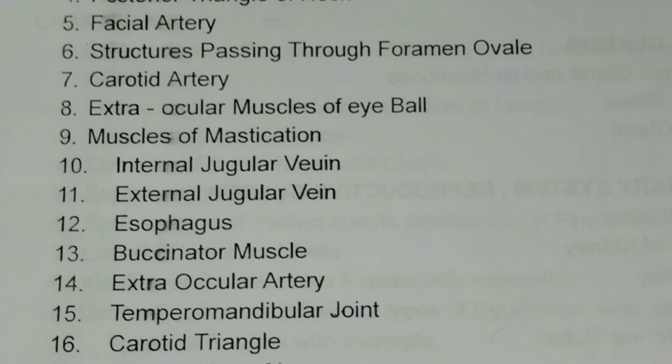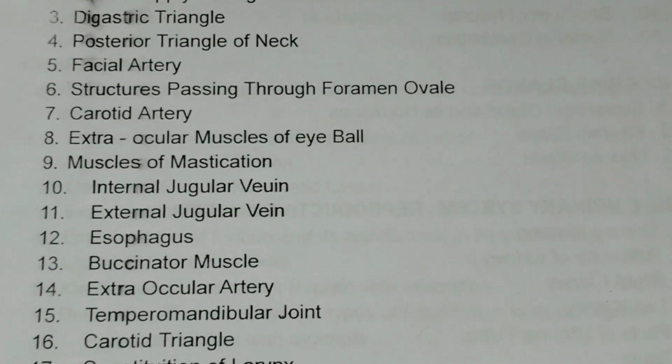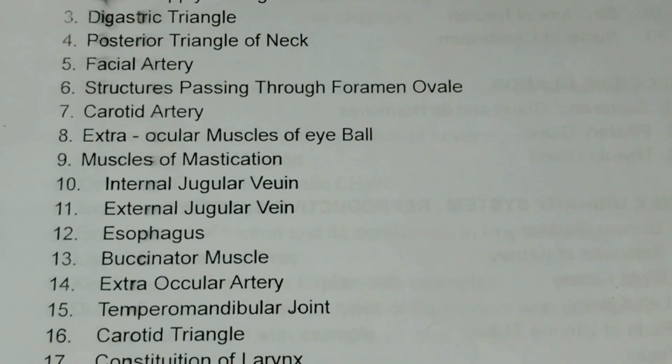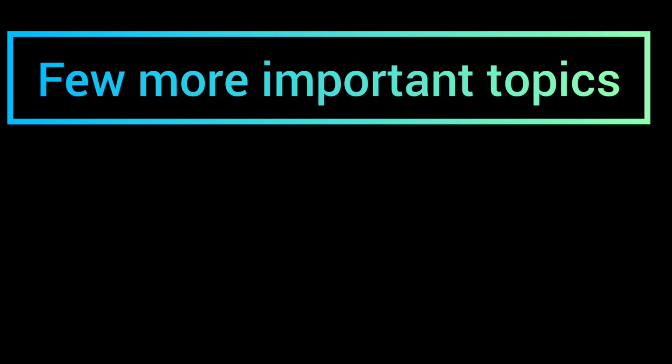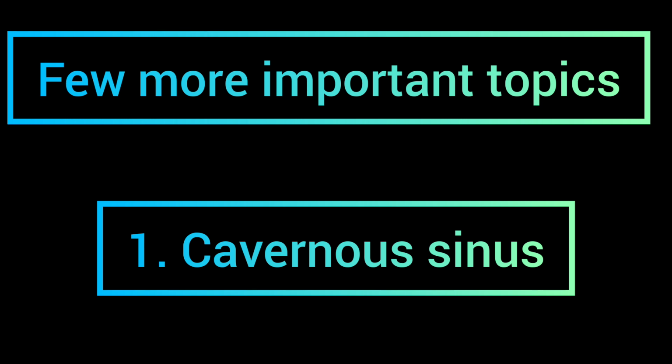15th one, temporomandibular joint. 16th one, carotid triangle. 17th one, constitution of larynx. Now it's time to do cross-checking with the extra questions which I'm gonna tell now. The first topic is cavernous sinus.